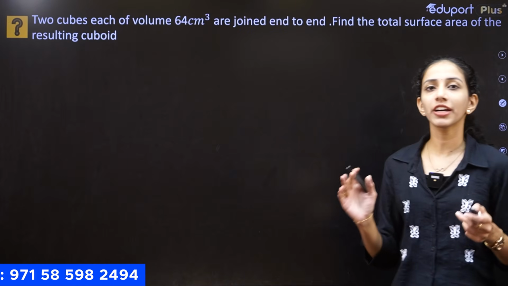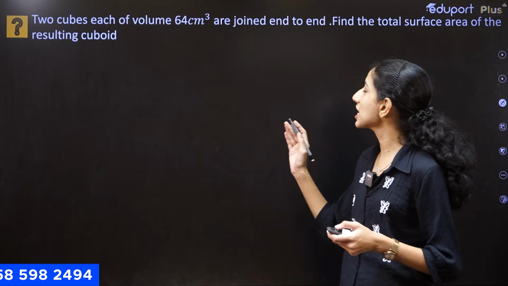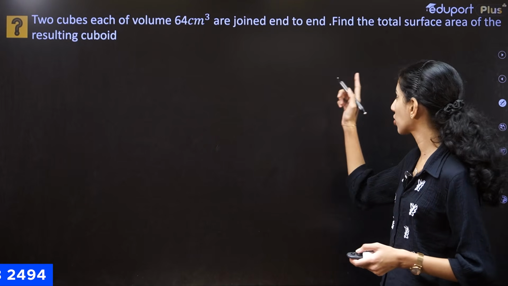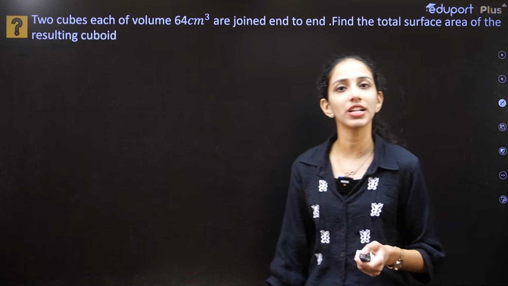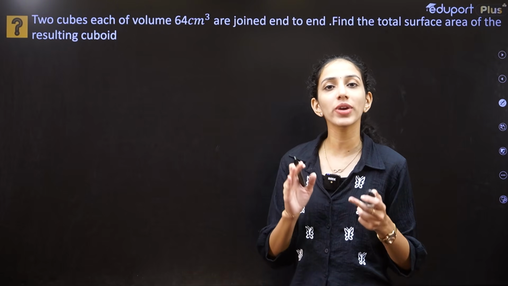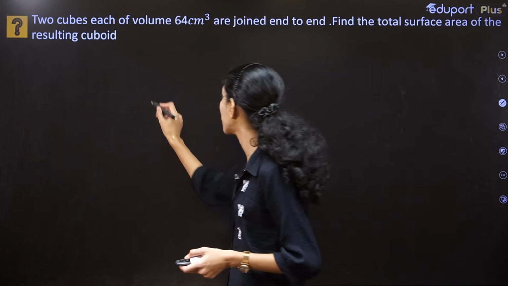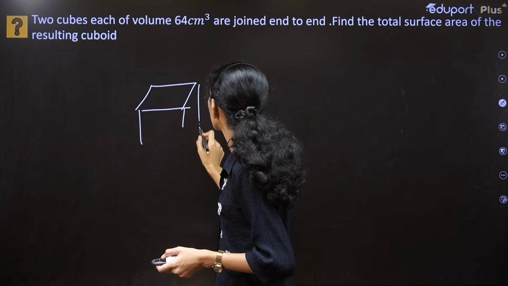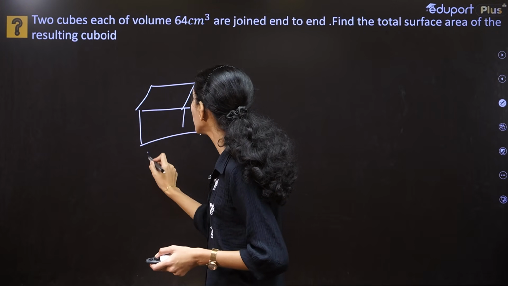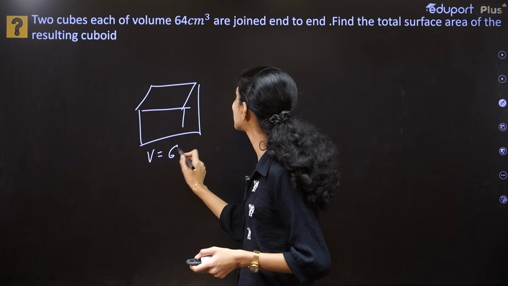Okay. And here is a question. 2 cubes each of volume 64 centimeter cube are joined end to end. Find the total surface area of the resulting cuboid. Okay, so here we have the volume of the cube. We don't know the edge length of the cube. Then we have the volume is equal to 64.